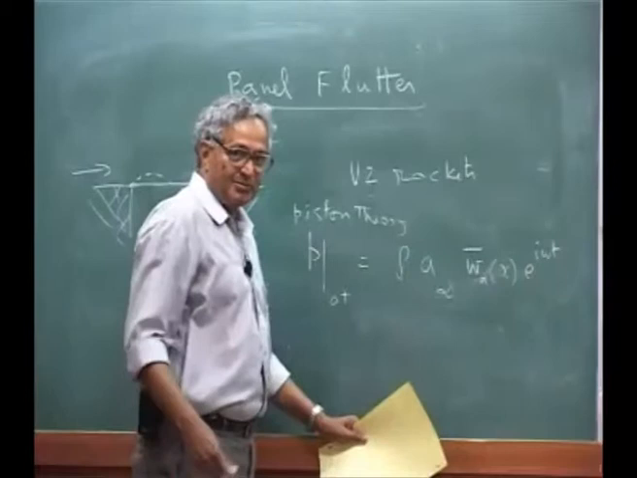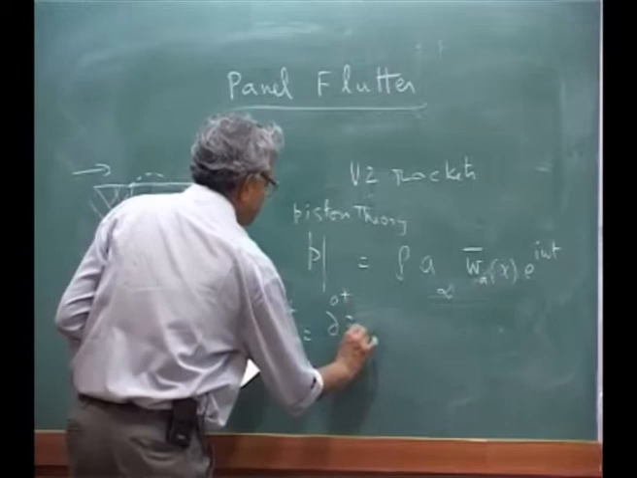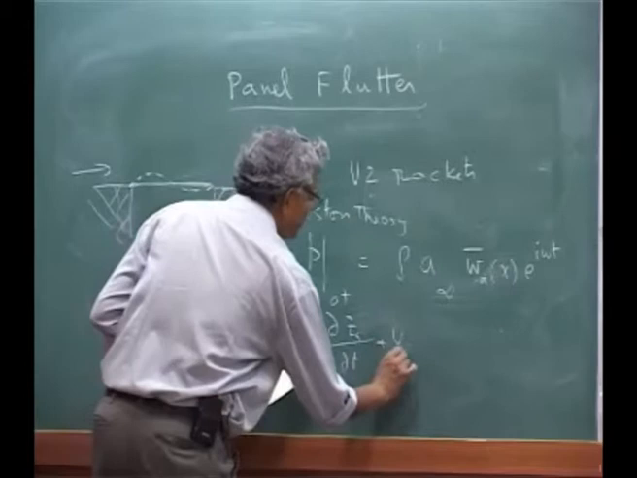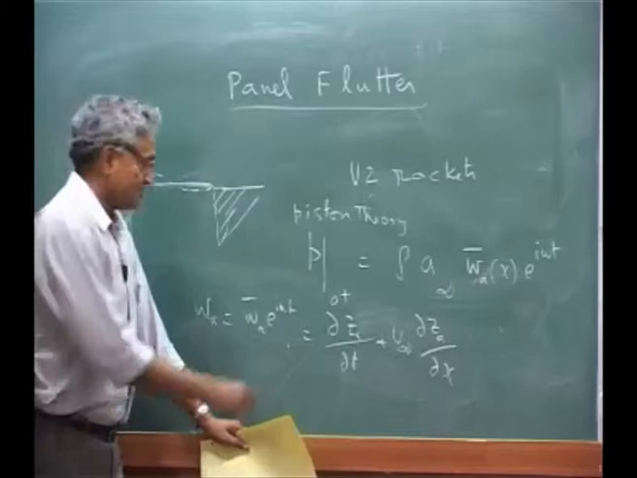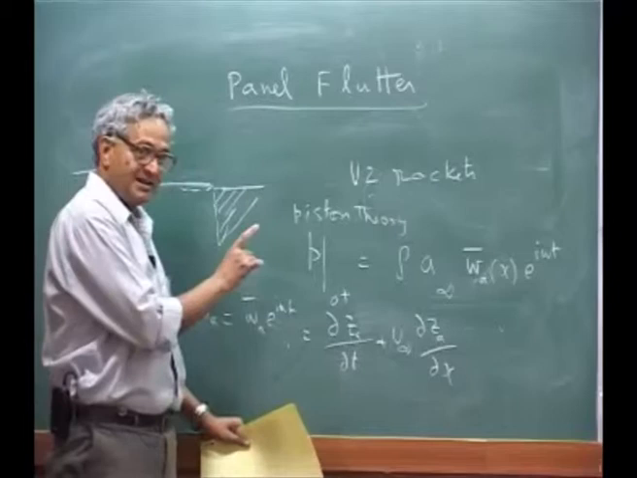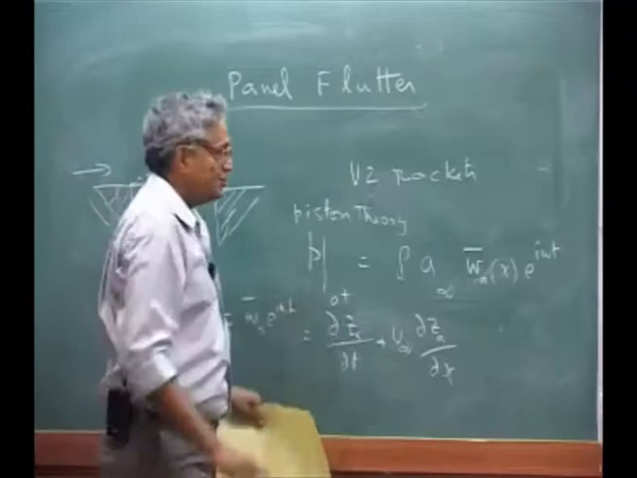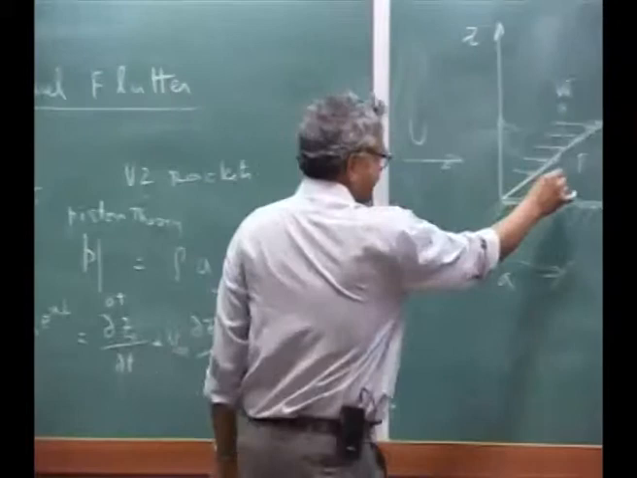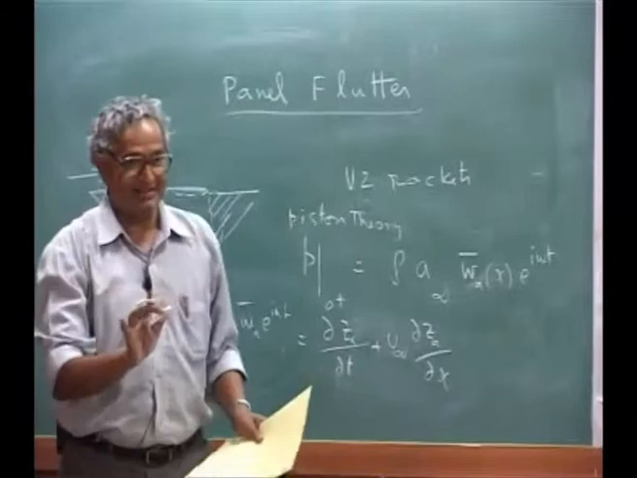But W bar e^(i omega t), you know, because WA is what? W bar A e^(i omega t), which is delta Z of the aerofoil by delta T plus U infinity delta Z by delta X. Right? You got this expression. See, W is the velocity and this is the surface. ZA is the displacement at that point. Now in ZA you substitute W of the plate deflection. Here that W is plate, here this W is a velocity. So please understand, we should not get a confusion over these two.